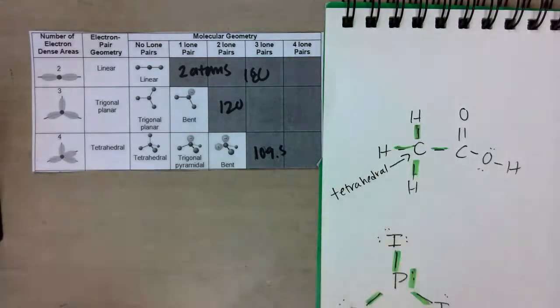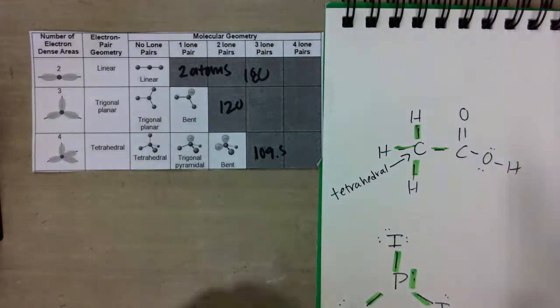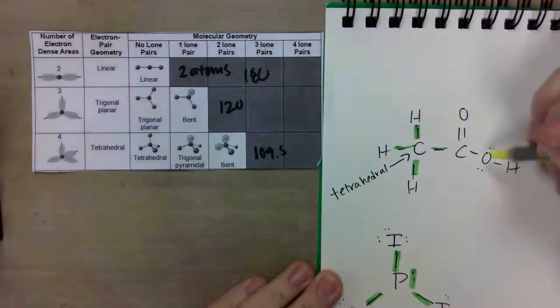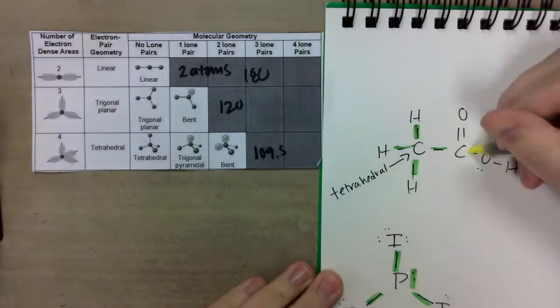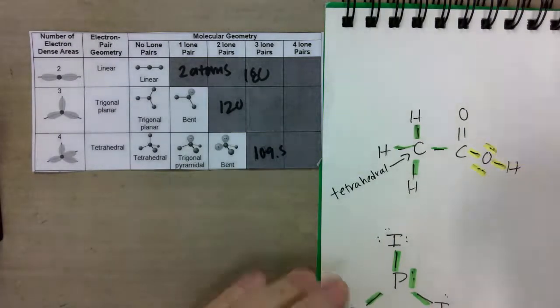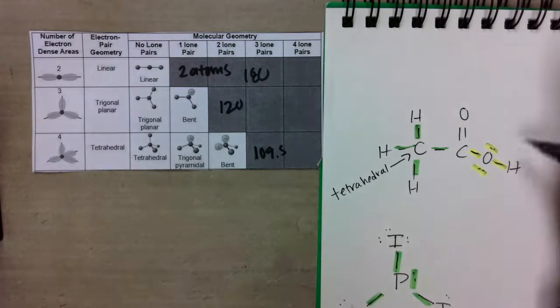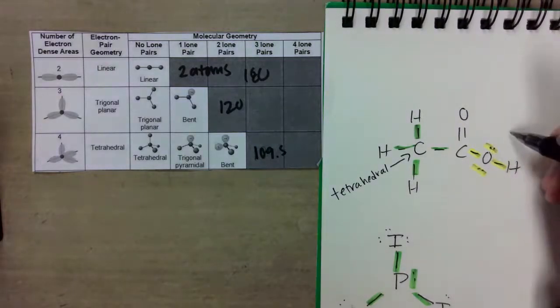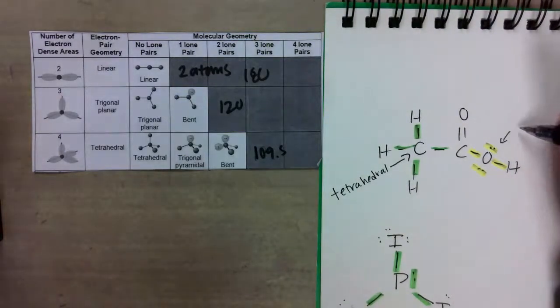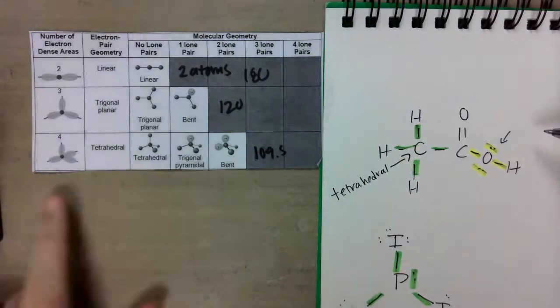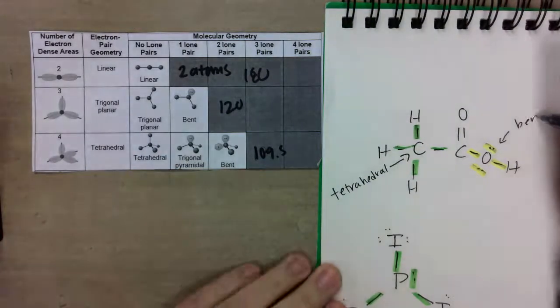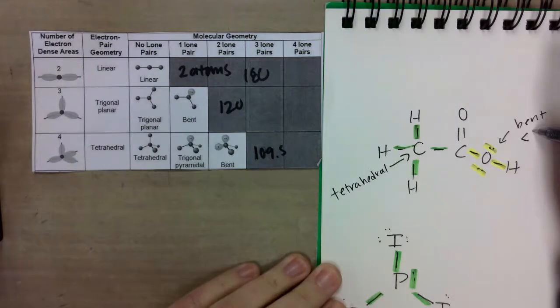Okay? But I could also ask you a question about this oxygen. So this oxygen acts as kind of a center. And if I highlight that and smear my pen all over the place, I have 4 electron dense areas, but now 2 of them were dots. So if I've got 2 sets of dots and 2 bonds, I have a bent shape. And that bond angle is less than 109.5 degrees.